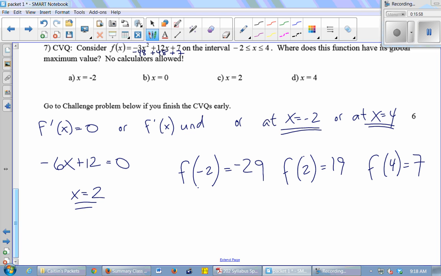So which x value gives me a global maximum? The 2. Yeah, the 2. What is the value of the global maximum? 19. Good. So x equals 2 is the location of the global maximum.